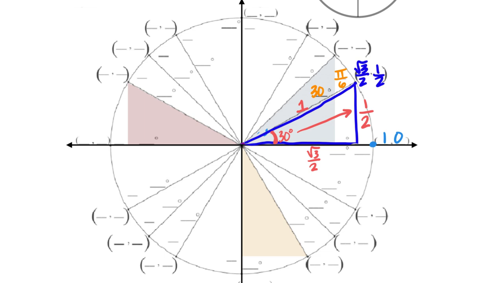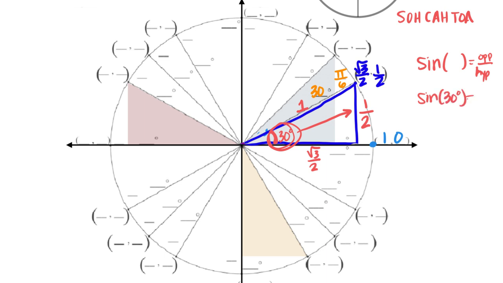Okay, now we're going to connect it to SOHCAHTOA. So what does sine mean? So sine of an angle is opposite over hypotenuse. So sine of 30 degrees is what's opposite? 1/2. And hypotenuse? What is 1/2 over 1? 1/2. So the sine of 30 degrees is 1/2.